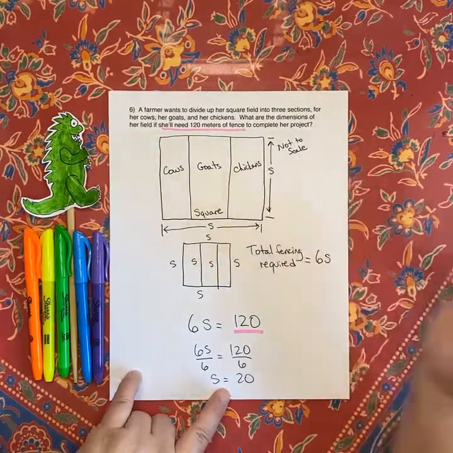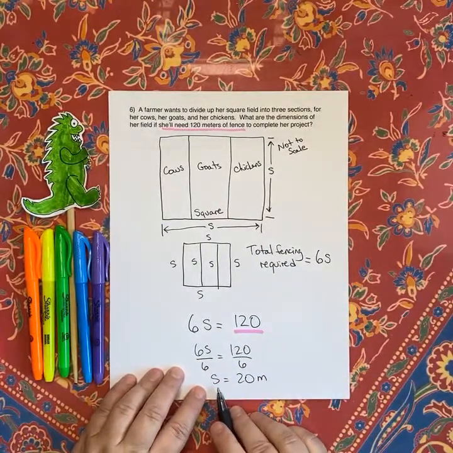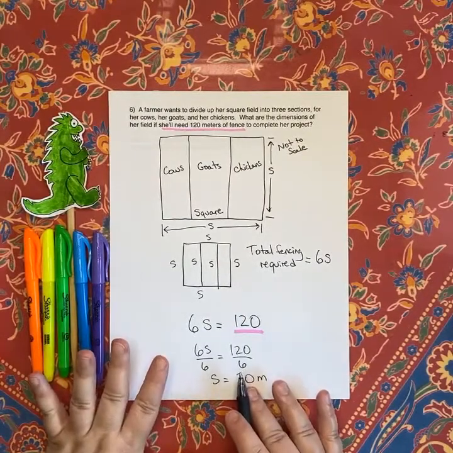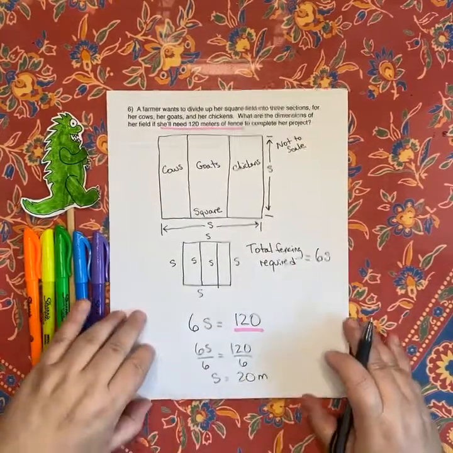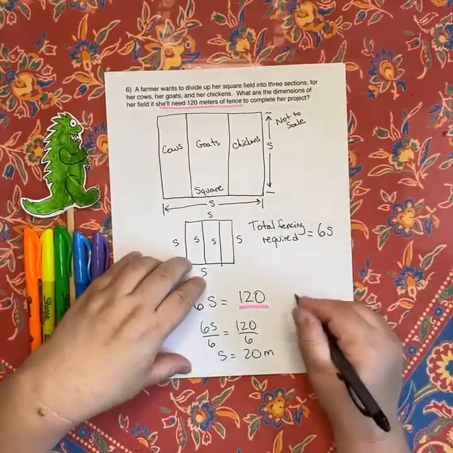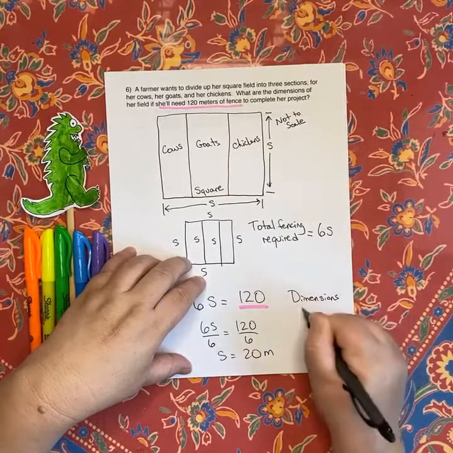And it says, what are the dimensions of her field? Now, it is not enough to say 20 is S. When someone asks you for dimensions, generally speaking, you give them in this way. And I have this bad habit of putting my work in the middle, so I don't have much room, but I'm going to say dimensions of the field.